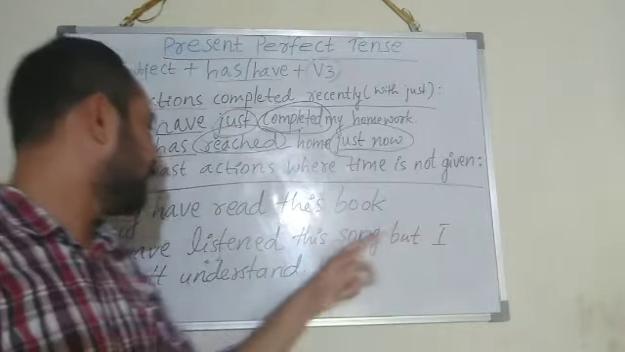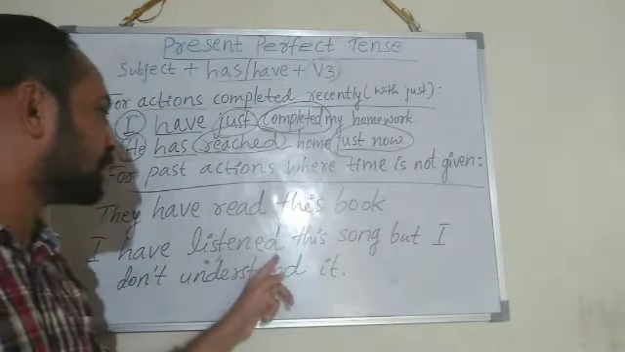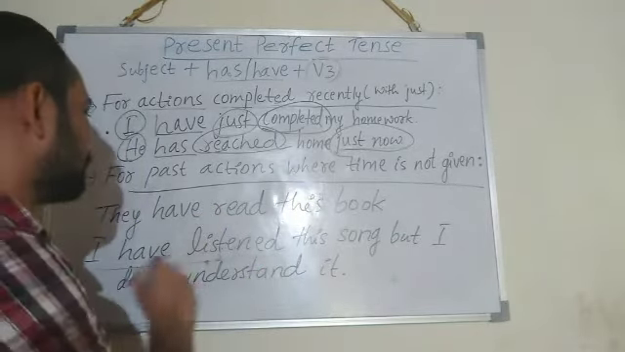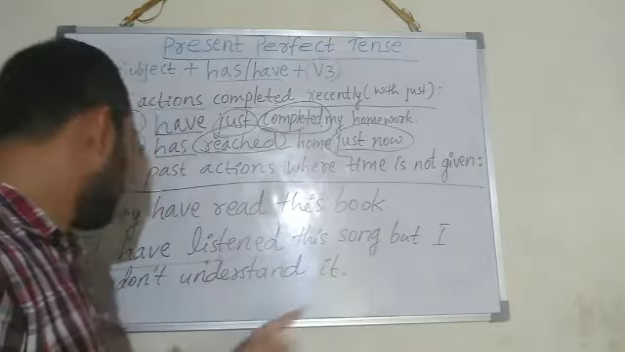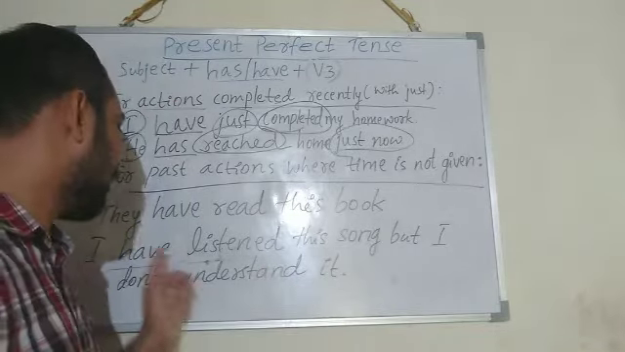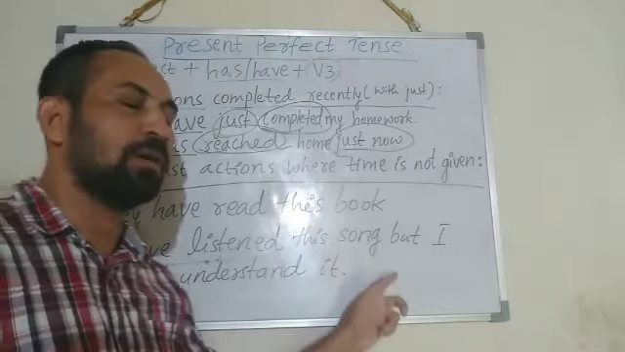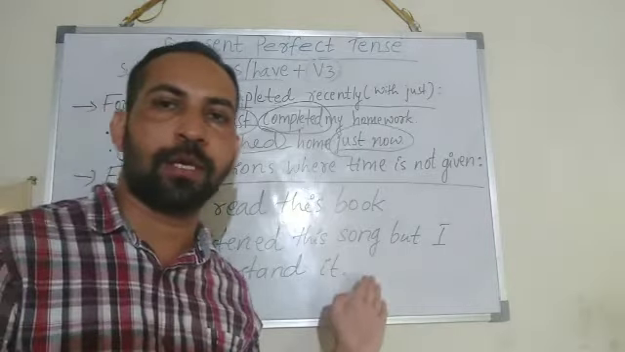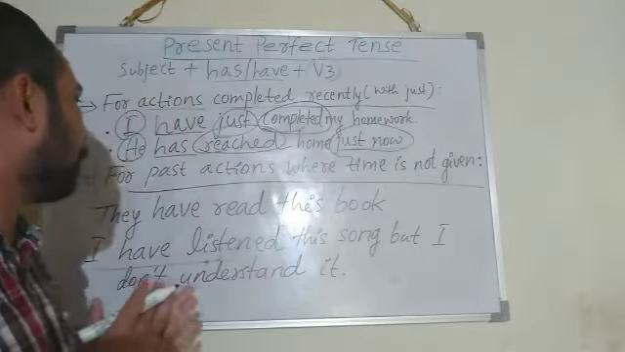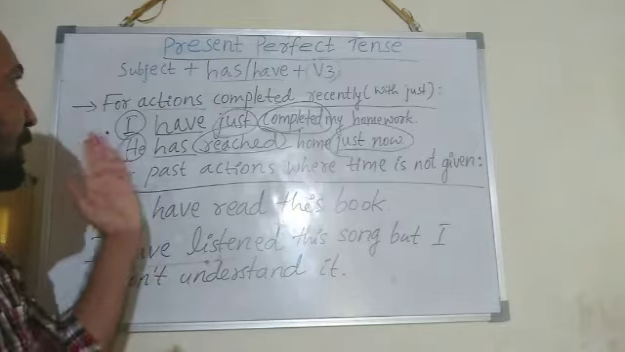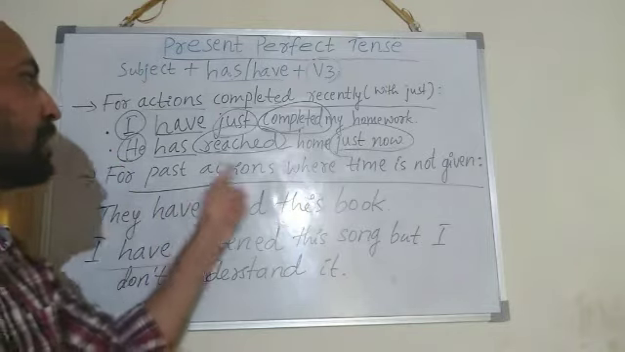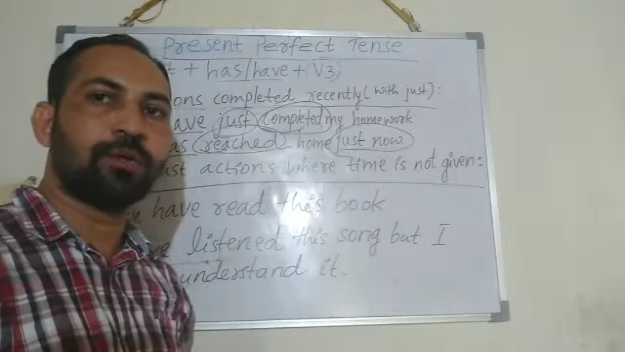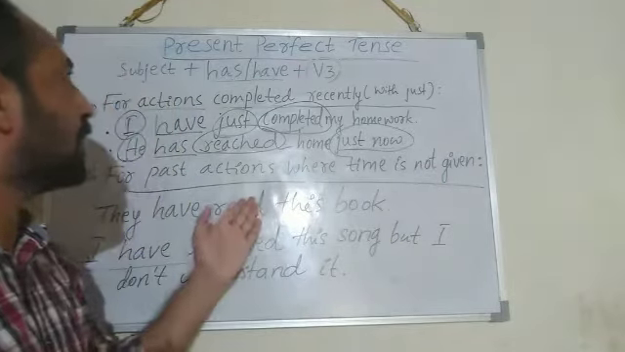Okay. Next, I have listened to this song, but I don't understand it. I have listened to this song. But when? The time is not given here. So, we also use present perfect tense for actions where time is not given. Time is not important in the present perfect tense.